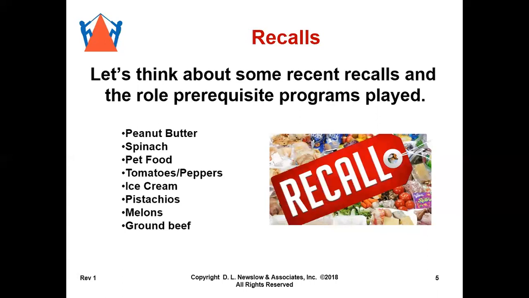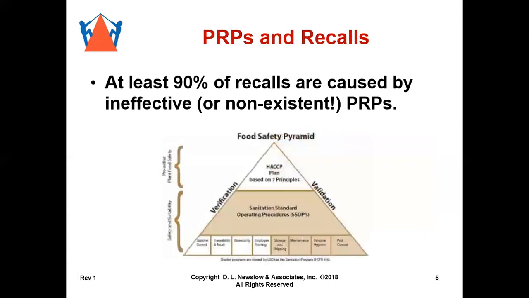When you really look at this, you see that PRPs cause more recalls than anything else, at least 90% is basically what people will say. But sometimes I think it's even higher than that. You don't really see a lot of recalls based on a critical control point going bad, but you do find them with prerequisite programs that either are non-existent or they're not effective.